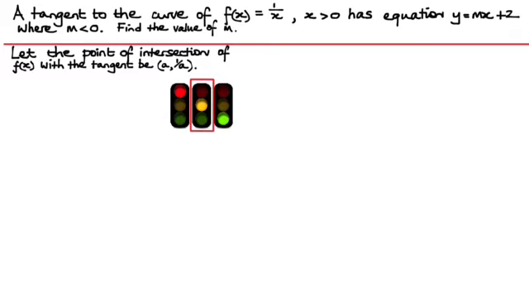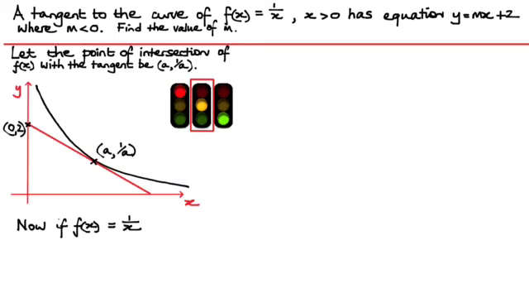We let the point of intersection of f of x with the tangent be, we're calling it a. You can call it anything you like, but I'm going to call it a. And then of course, because f of x is 1 over x, it's going to be a comma 1 over a. Now you draw a picture with that information in there, okay? A and 1 over a, and then of course you've got this information over here, which is 0 and 2. That's the y-intercept of the tangent, okay?